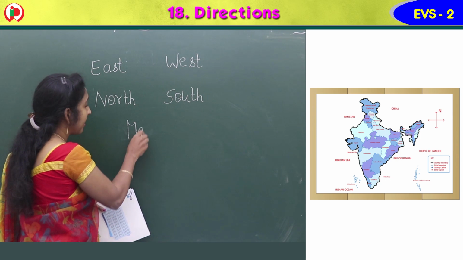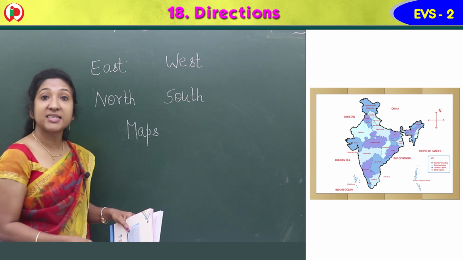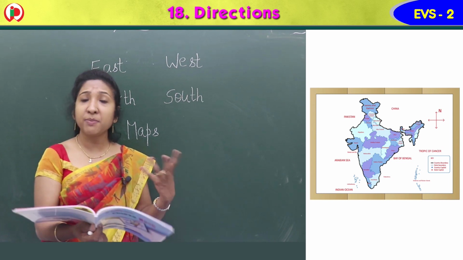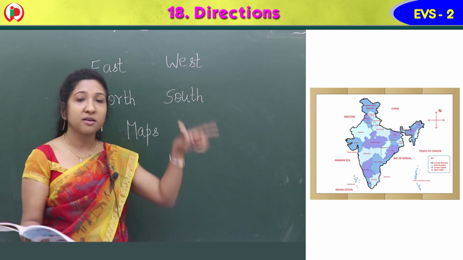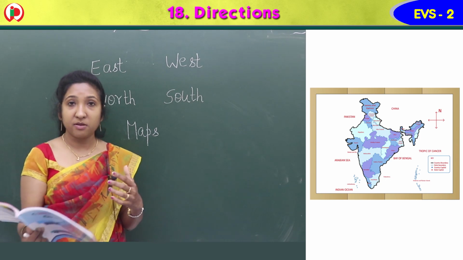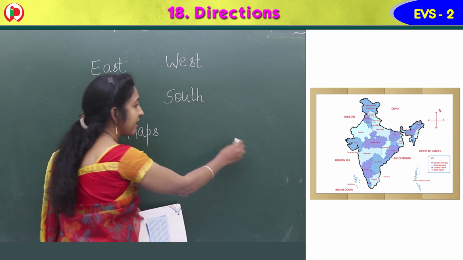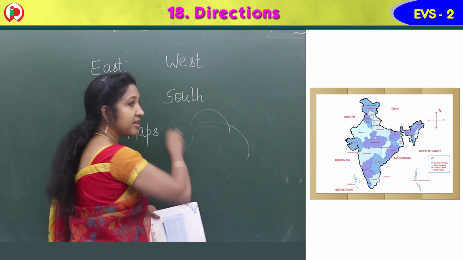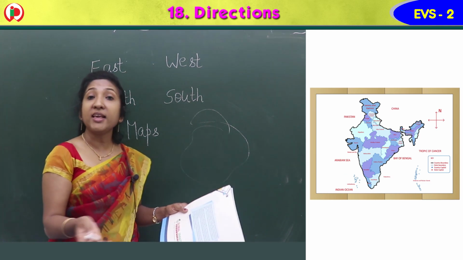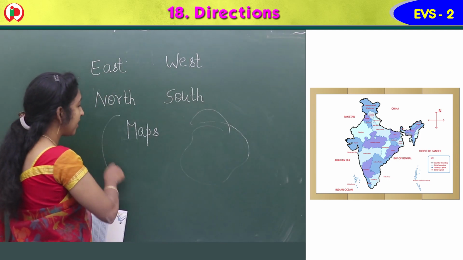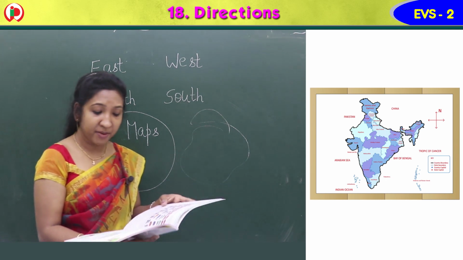These directions help us in what? Reading maps. M-A-P-S, maps. Map means what? Yes, it is a drawing of earth. When we draw earth, it is called a map, or drawing an area on a flat surface. If we draw something on a flat surface, we can call it a map, or drawing of earth on a flat surface is called a map.